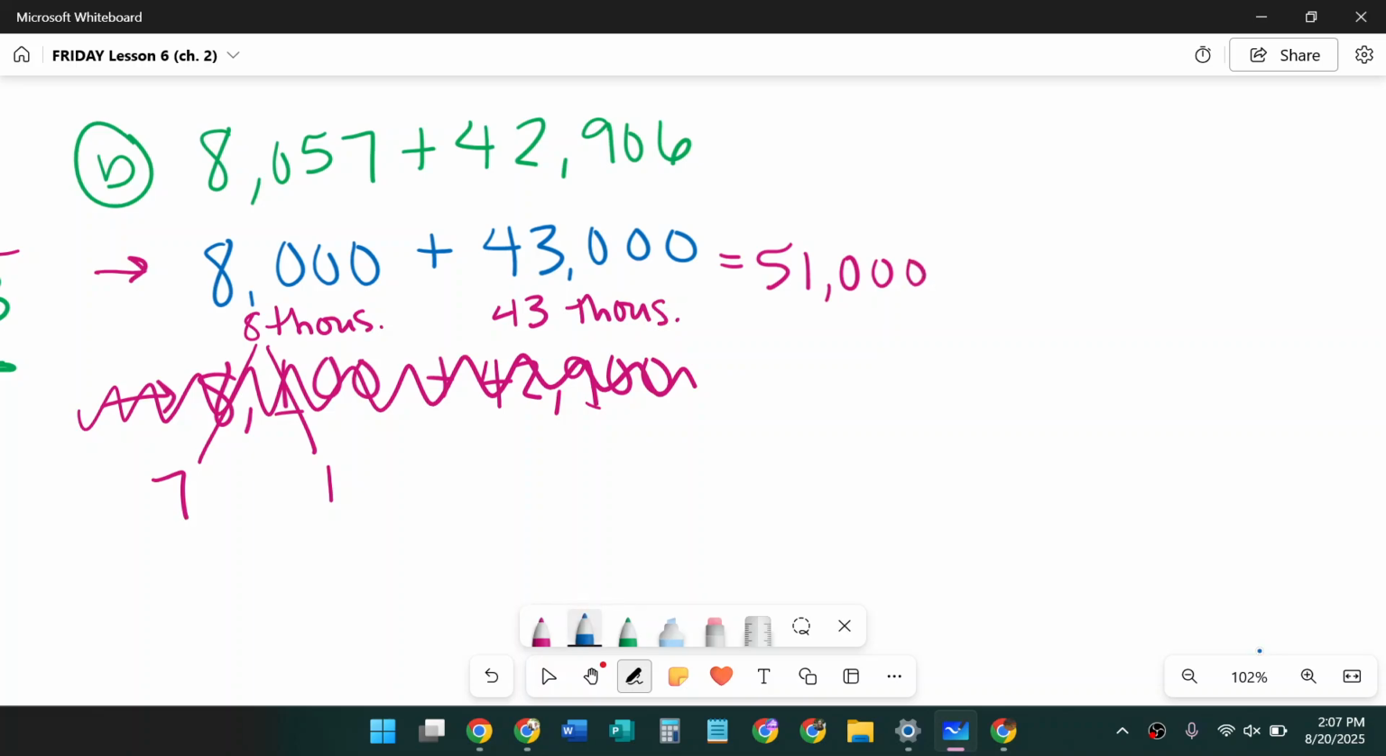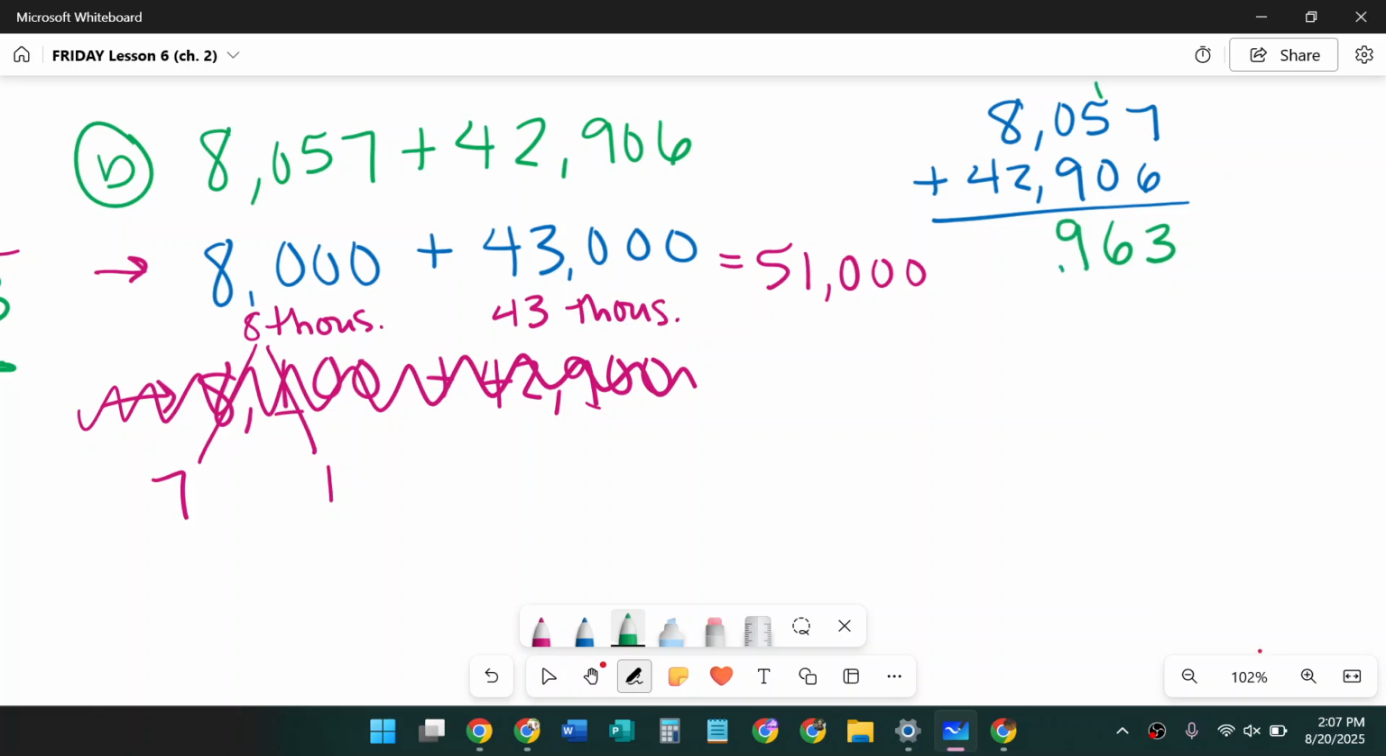Now let's stack and add and see how close the actual answer is. All right, so 7 plus 6 is 13. 5 plus 1, 0 plus 9, 8 plus 2, and then 5. So this is the actual answer, and this is our estimate. Pretty close, right? If we rounded to the nearest thousands, this would turn into that.